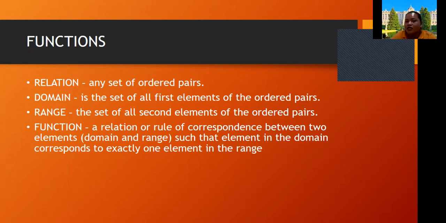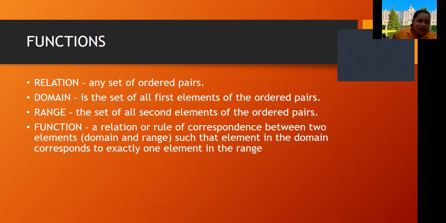The first one is a relation. A relation is any set of ordered pairs. We can relate this one in real life. Like the word relation, you have a relationship with your family, or with your opposite sex or same sex. So a relation is any set of ordered pairs. It could be a number or a letter.